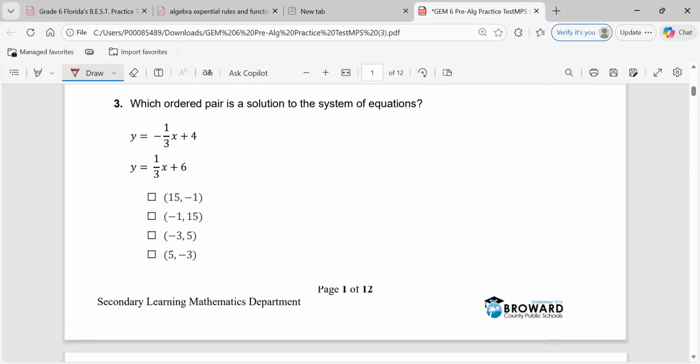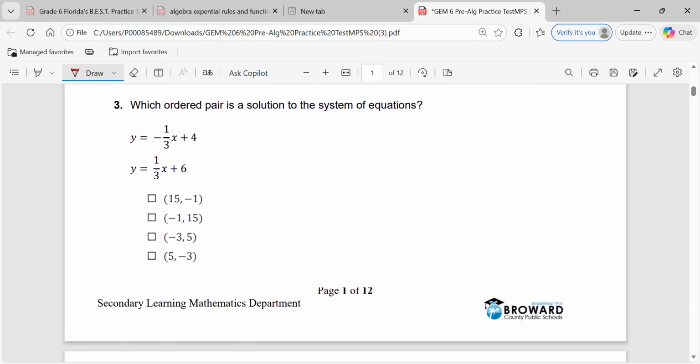All right, so now number 3 says which ordered pair is a solution to the system of equations. You're going to use your graph paper. You're going to graph the first one, you're going to graph the second one, and then you'll see that they actually intersect. I'm going to get a little weird looking graph going on here. Don't mind me. Here's 0, 0. So let's come over here.